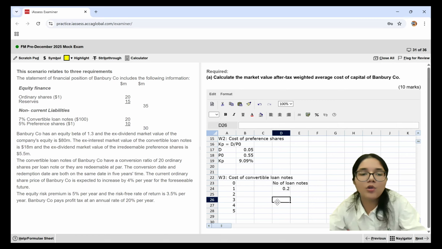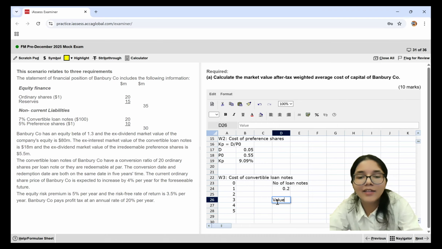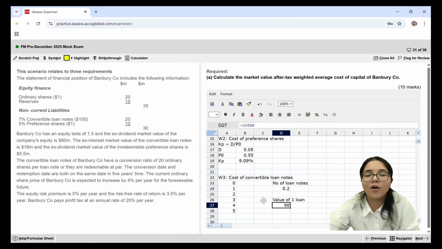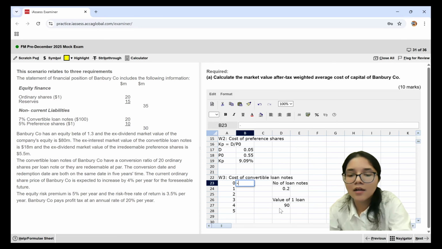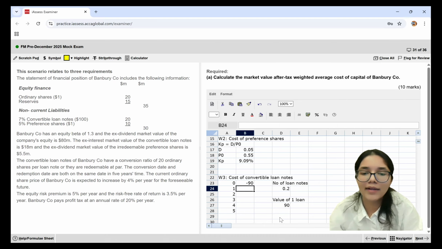That means if the total value is given to me as 18 million, the value of one loan note is going to be equal to 18 million divided by the number of loan notes, which gives me $90 as the value in the market. So it equals minus 90. This is how I'm telling my examiner that I've calculated my market value of one loan note.